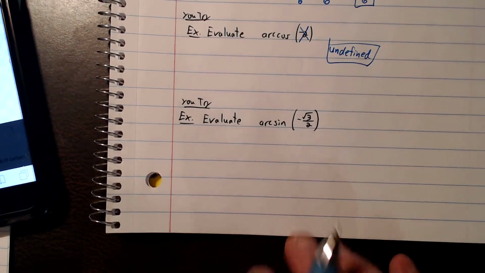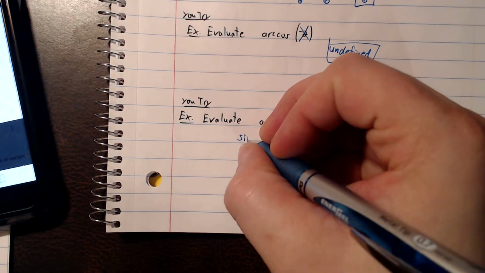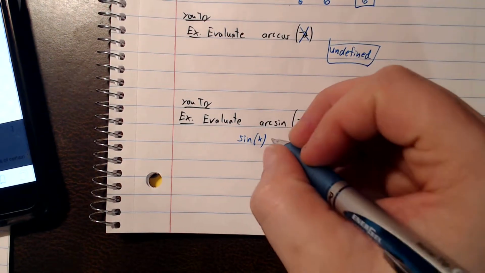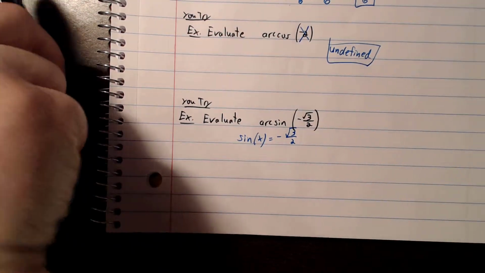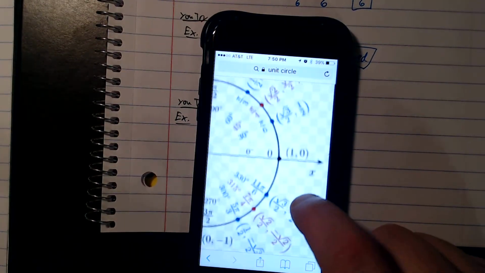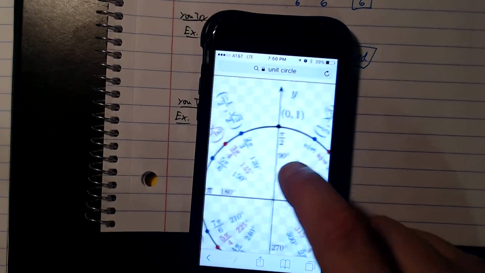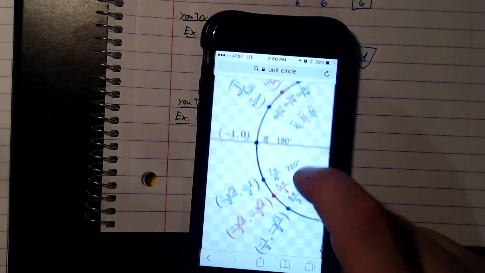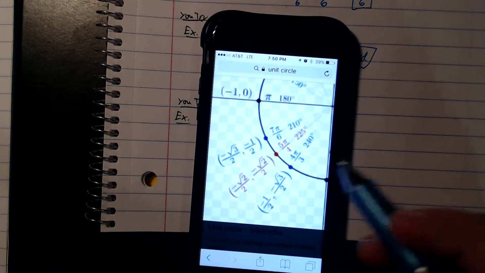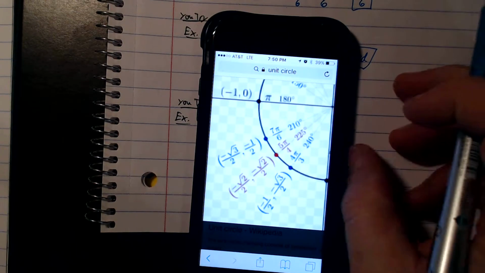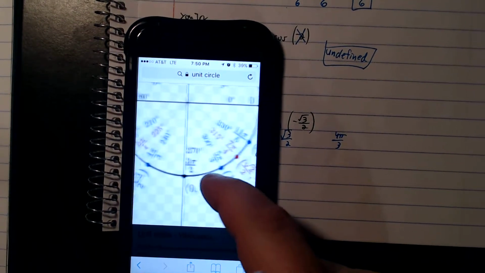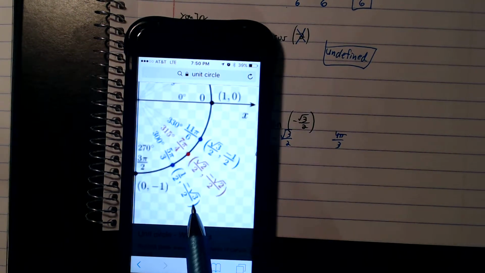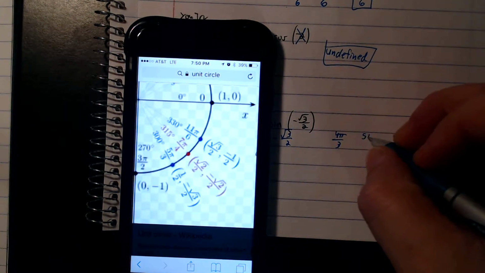The last one, sine of x needs to equal negative root 3 over 2. So we're looking for when y equals negative root 3 over 2. Let's see, that happens here at 4 pi over 3. And it happens here at 5 pi over 3.